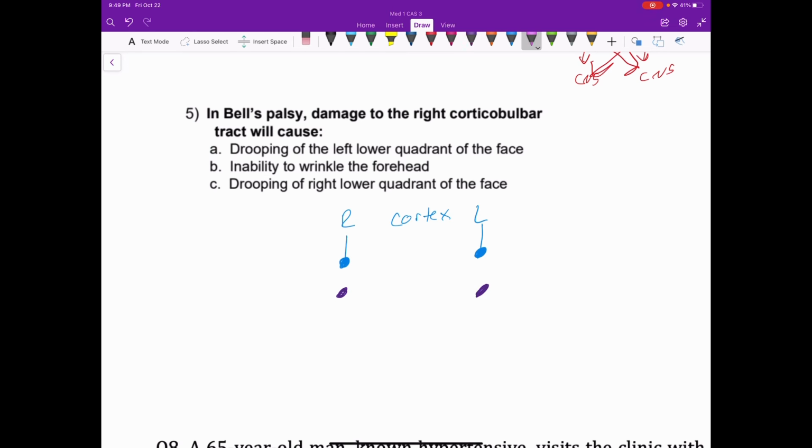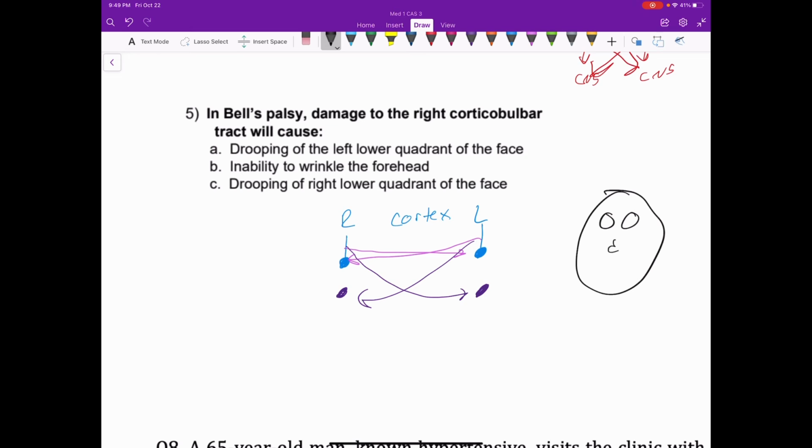Do we crisscross? Where? Well, yes, but where? Up here and up here. How do we stimulate the left one? Well, the right side goes to the left, and the left side goes to the right. Okay, and now let's draw our face. I'll draw our eyes, our little nose, our mouth. Okay, Bell's palsy causes damage to the right corticobulbar tract, so we're talking about this side.